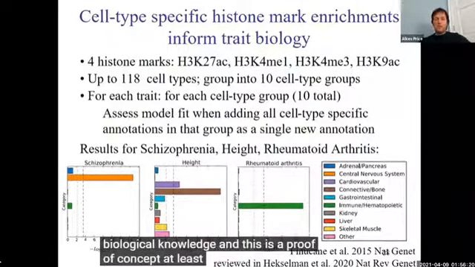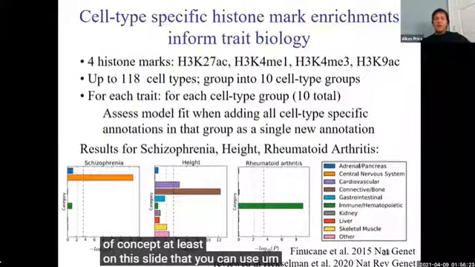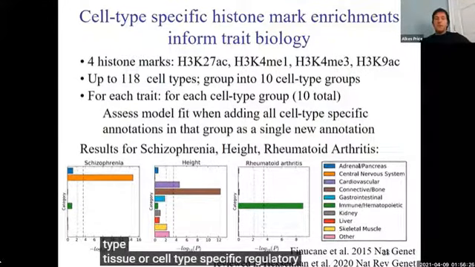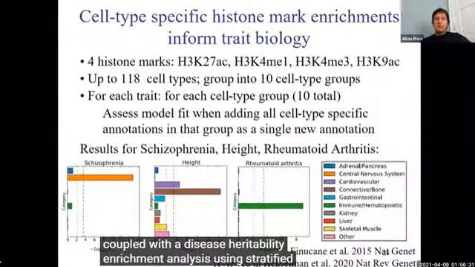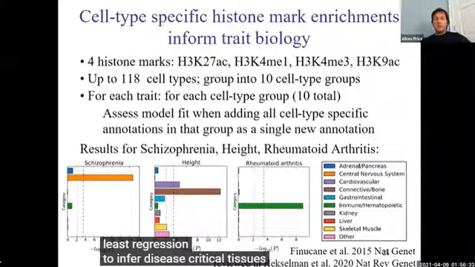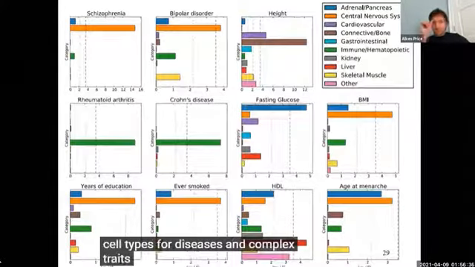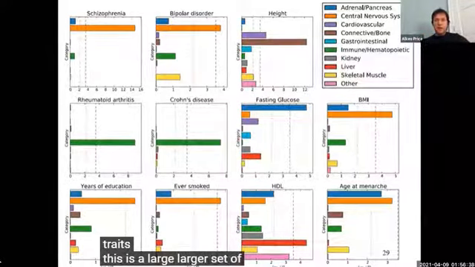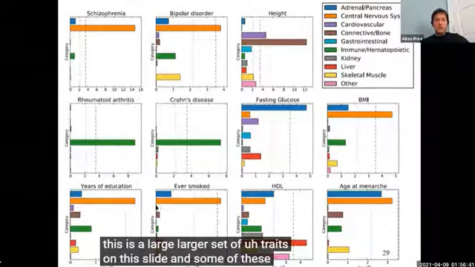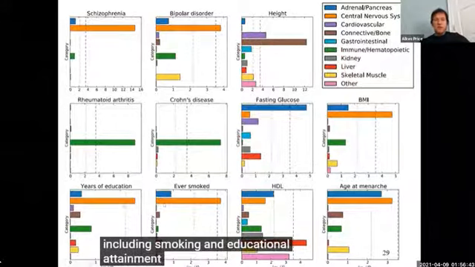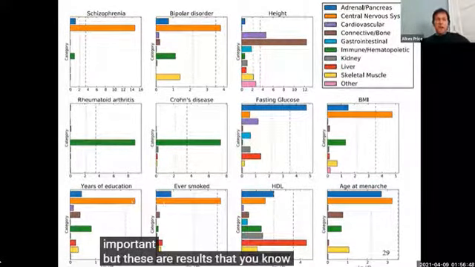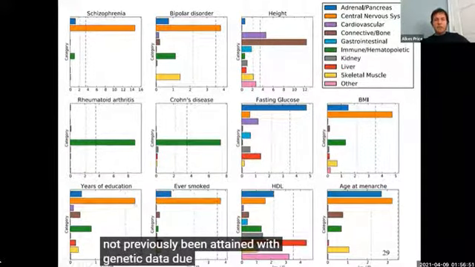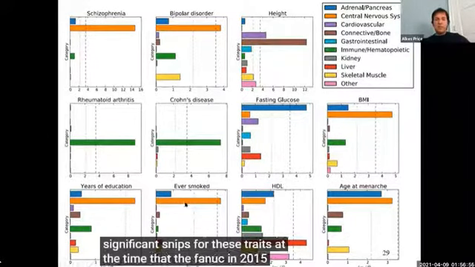And this is, of course, very consistent with known biological knowledge. And this is a proof of concept, at least on this slide, that you can use cell type specific regulatory annotations coupled with a disease heritability enrichment analysis using stratified LD score regression to infer disease critical tissues and cell types for diseases and complex traits. This is a larger set of traits on this slide, and some of these, including smoking and educational attainment, where it's not a huge surprise that the brain would be important, but these are results that had not previously been attained with genetic data due to a very limited number of genome-wide significant SNPs for these traits at the time that the Finucane 2015 study was conducted.